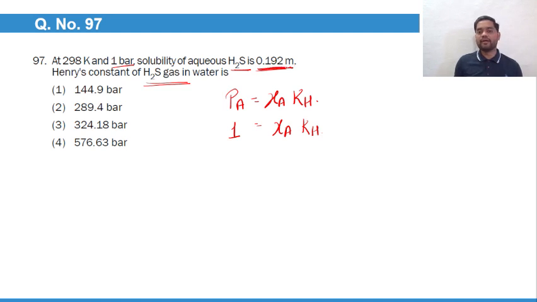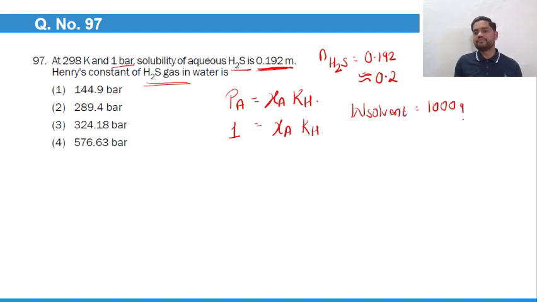we have given molal. Okay, so from this thing, can I say n of H2S, number of moles of H2S is 0.192, that is approximately equal to 0.2. Okay, and what is the weight of solvent? Weight of solvent is equal to 1000 grams, right? So what will be number of moles of water? That is 1000 by 18. So I'll take 1000 by 20 approximately. So that is equal to 50, right?